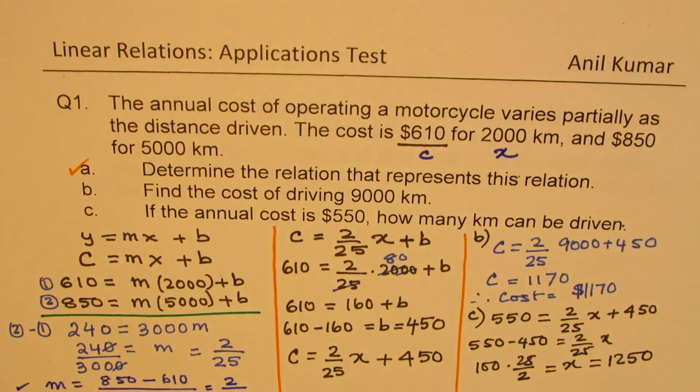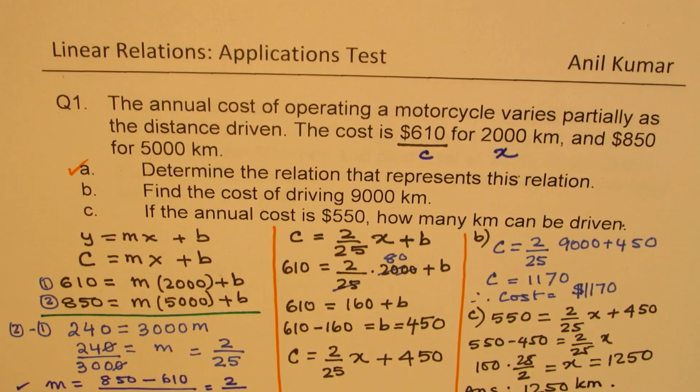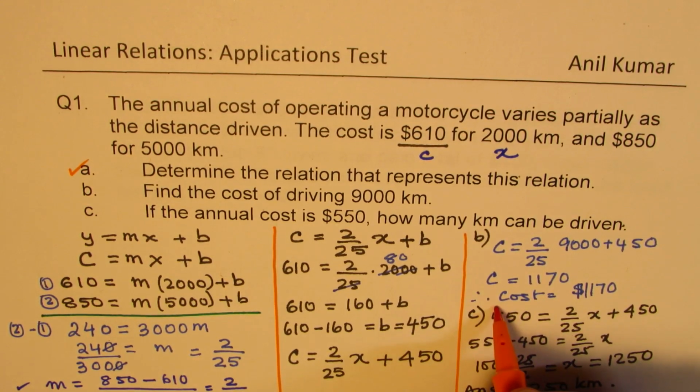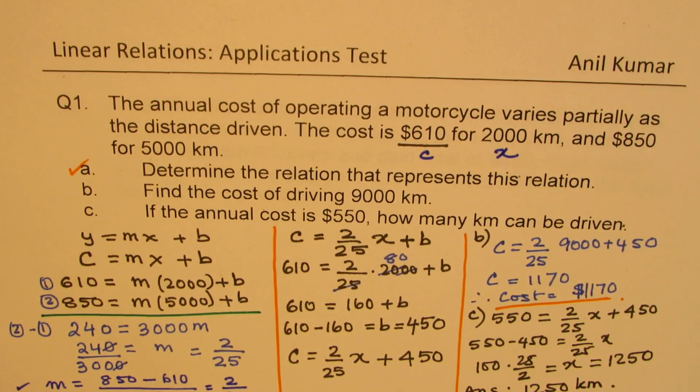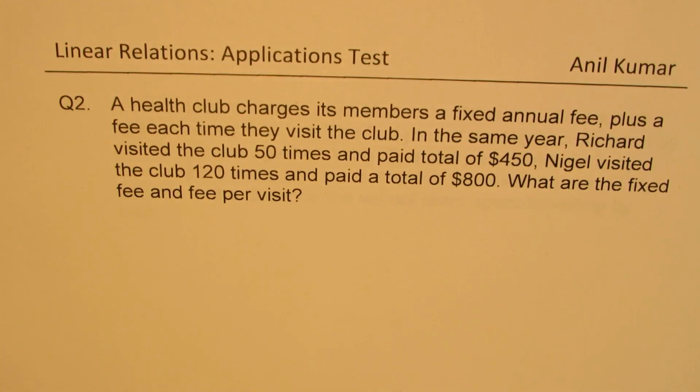So we could drive 1250 kilometers for an annual budget of $550, right? So our answer in this case is 1250 kilometers, correct? So that is how we can actually answer this question. I hope the concept is absolutely clear. There was a variation in our doing this question. We actually wrote the equation and then solved it. You could have first found the slope, as I was saying, and then gotten back to the equation. Either way is correct. Now let's take question number 2.